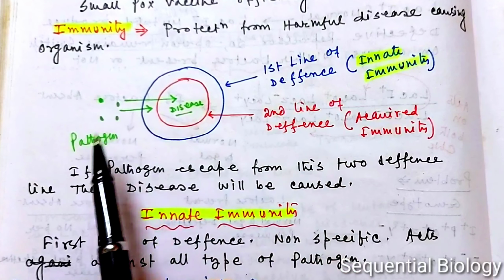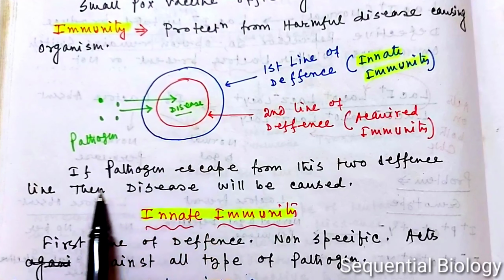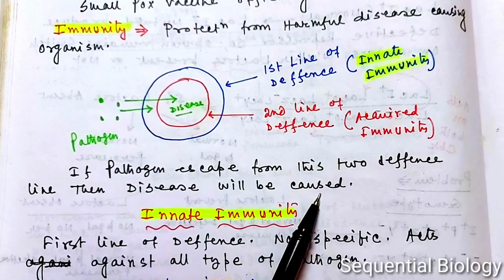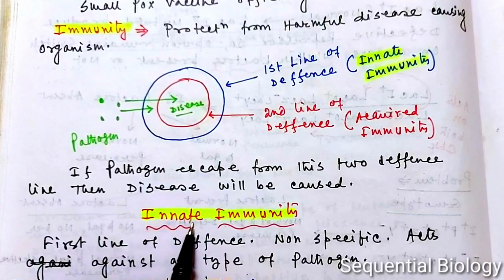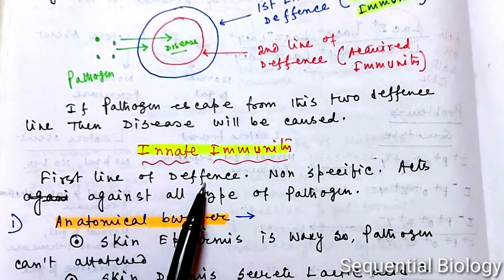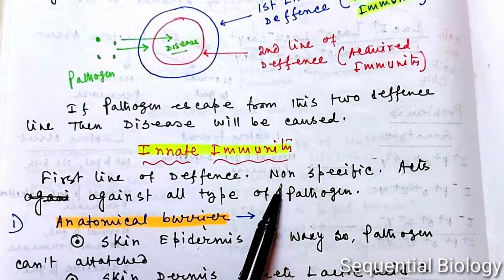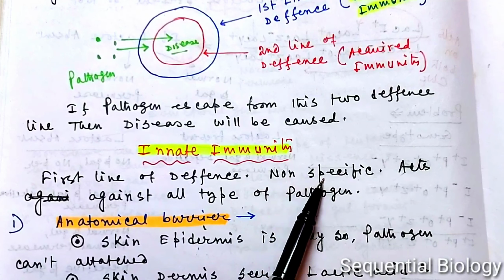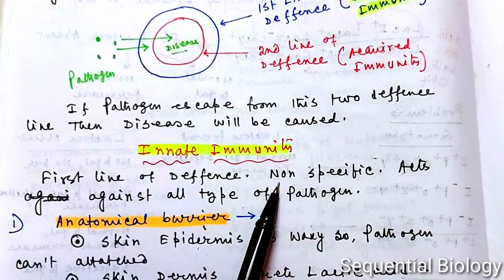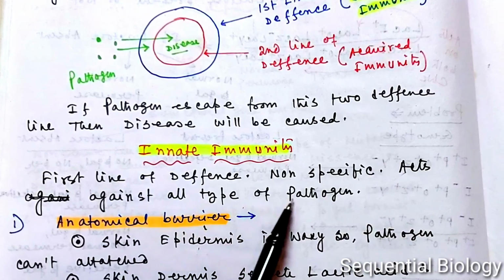But if the pathogen crosses both these lines, then it will cause disease. So if a pathogen escapes from these two defense lines, disease will be caused. Here we will discuss the first line of defense, or innate immunity. Innate immunity is the first line of defense and it is non-specific, that is, it may act against different types of pathogen. It may act against any kind of pathogen, and for this reason it is known as non-specific immunity.